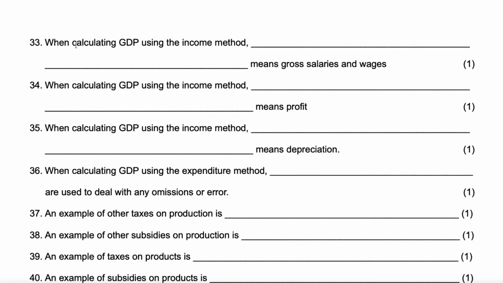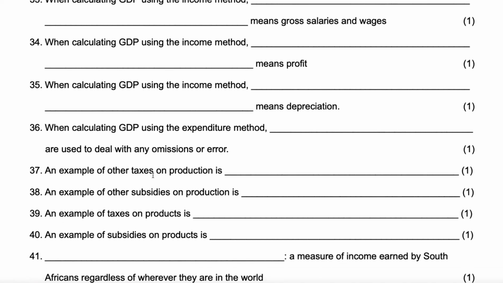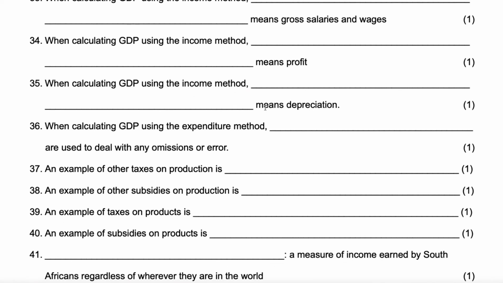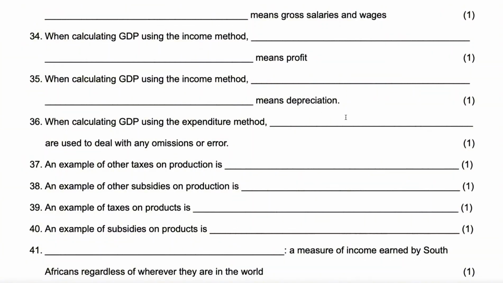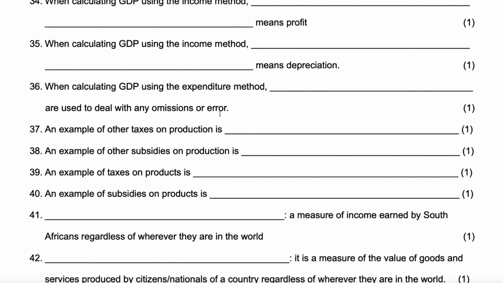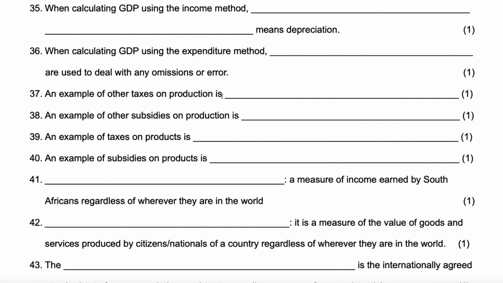Okay, it's here. So when we're calculating GDP using the income method, what means gross salaries and wages? So that would be compensation of employees. Then when calculating GDP using the income method, what means profit? That would be net operating surplus. Then number 35, when calculating GDP using the income method, what means depreciation? That would be consumption of fixed capital. Then what is used to deal with omissions or error? That's a residual item.